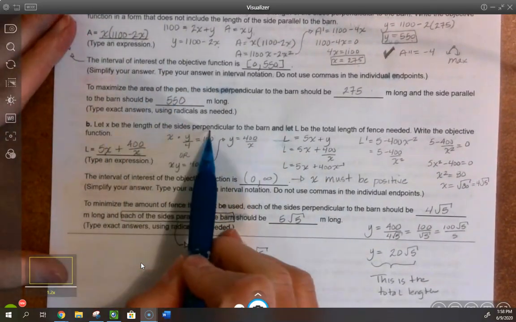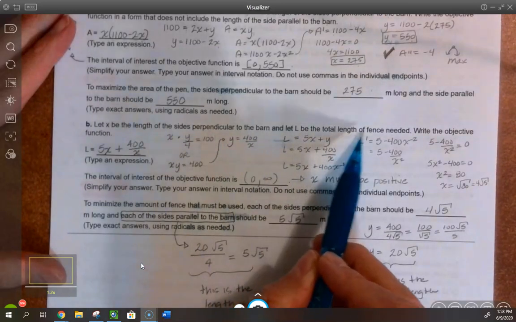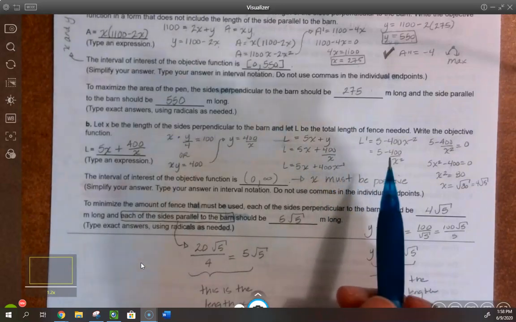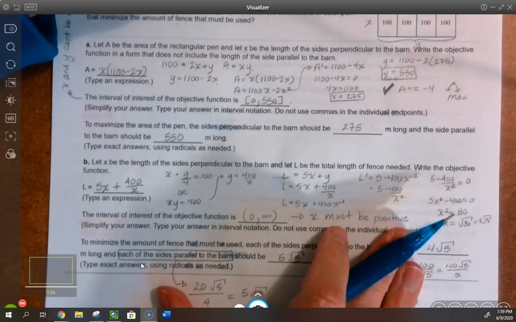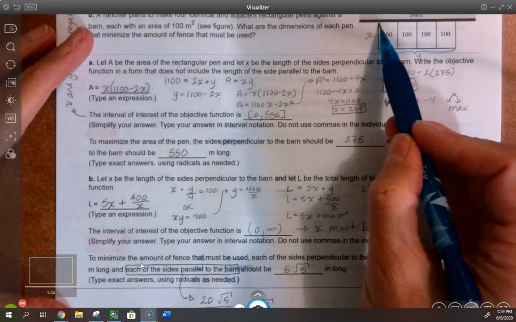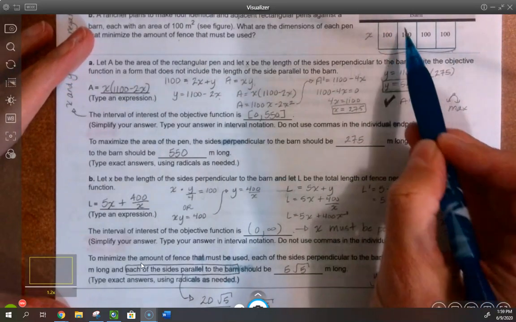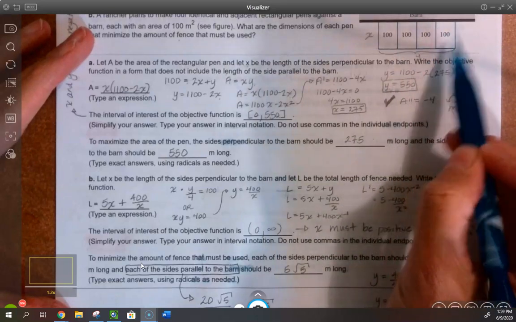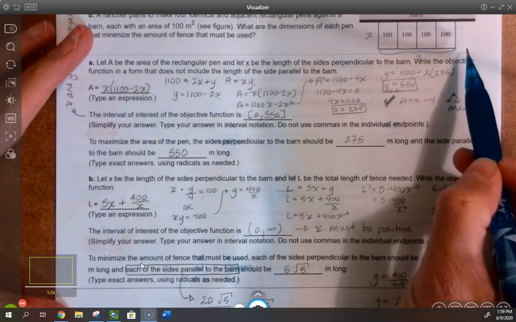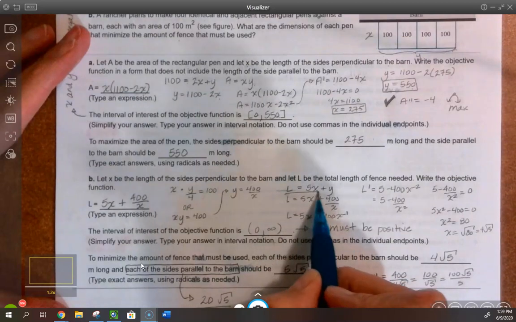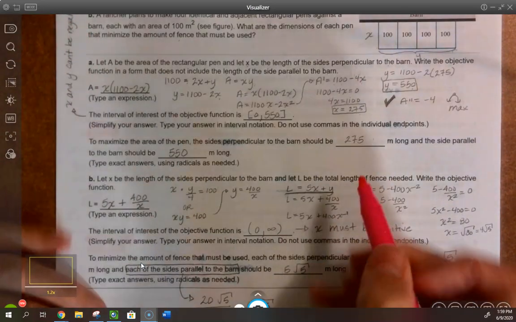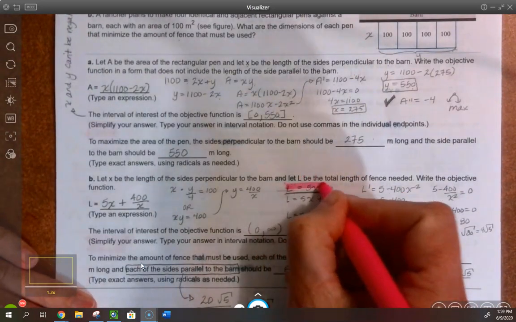So let X be the length of the sides perpendicular to the barn, and let L be the total length of fence needed. Write the objective function. So we want to minimize the amount of fence needed. All right, so let's go back up here, and we want to write an equation for the amount of fence that we have. So here's 1x, 2x's, 3x's, 4x's, 5x's, and then I called this whole thing y. So I said 5x plus y was my length. That's my objective function. So let's put that in pink again. Here's my objective function, 5x plus y.